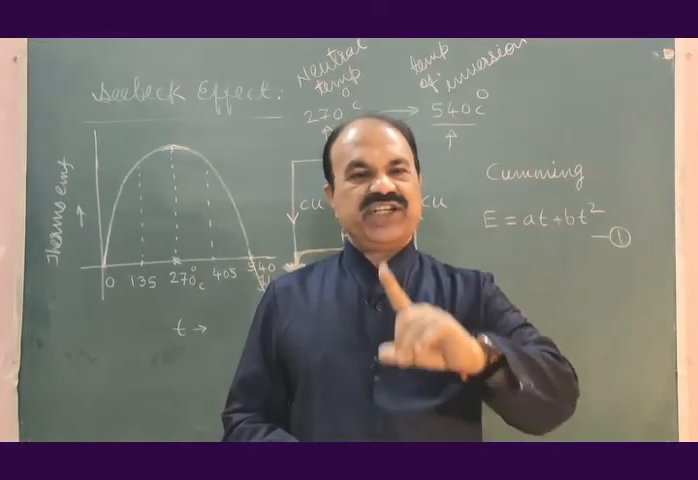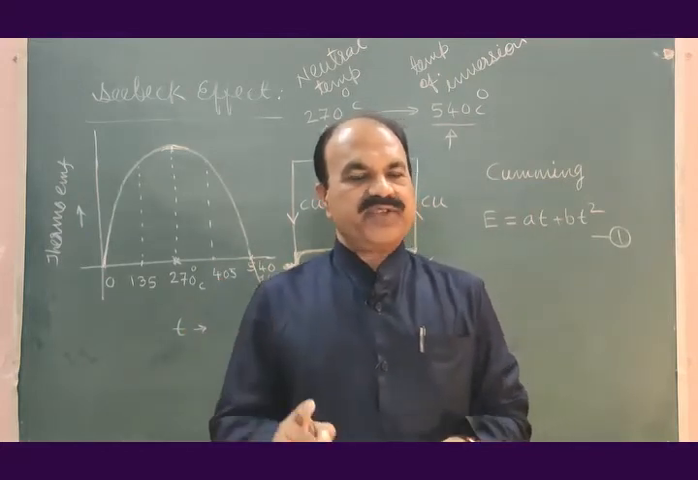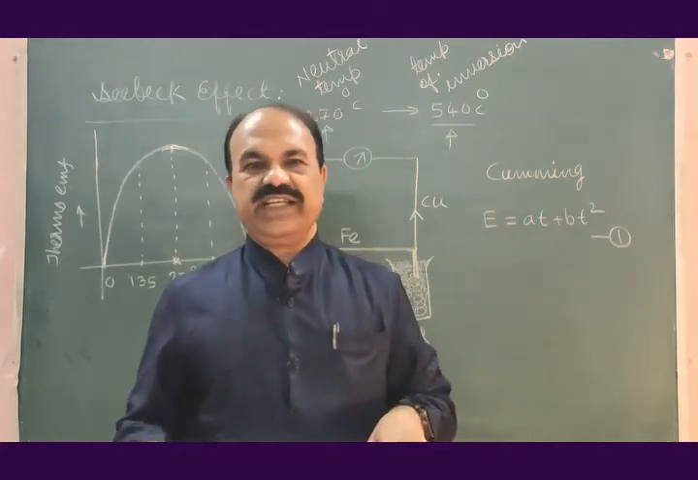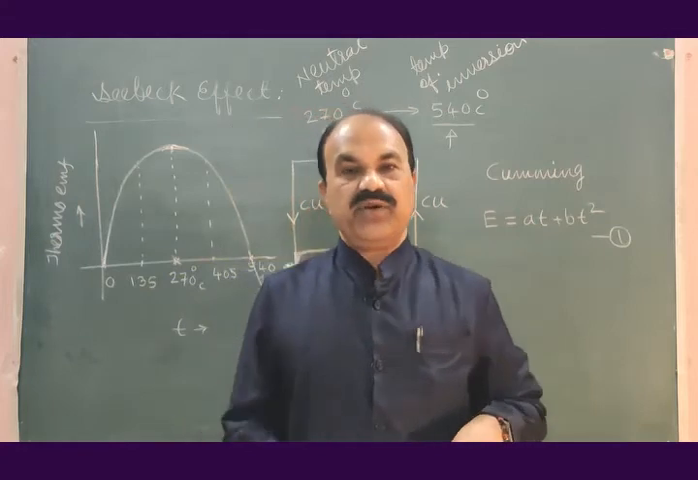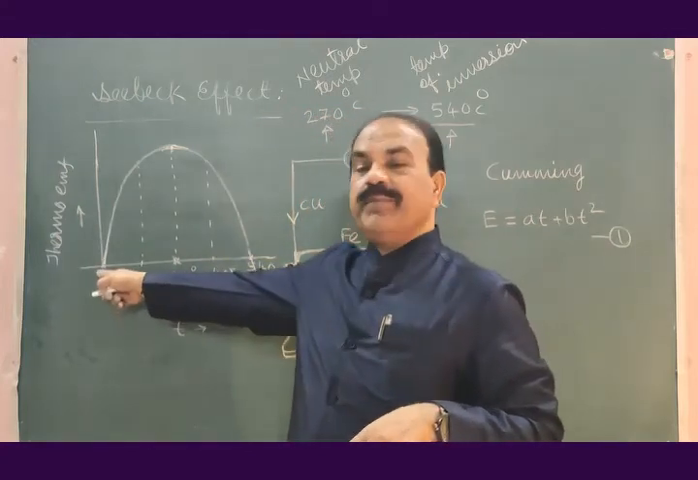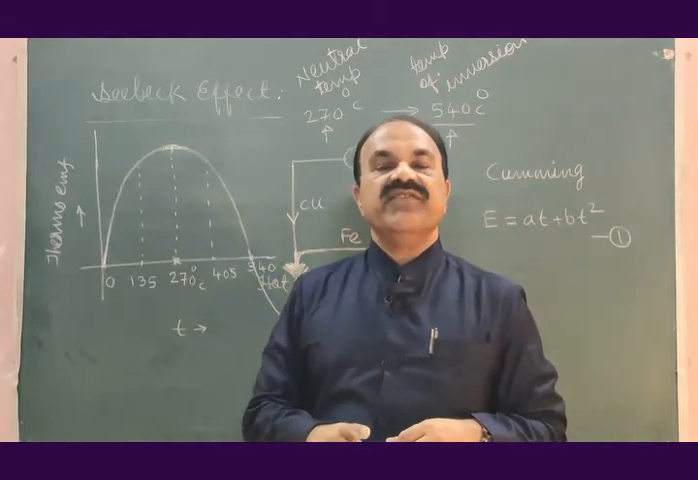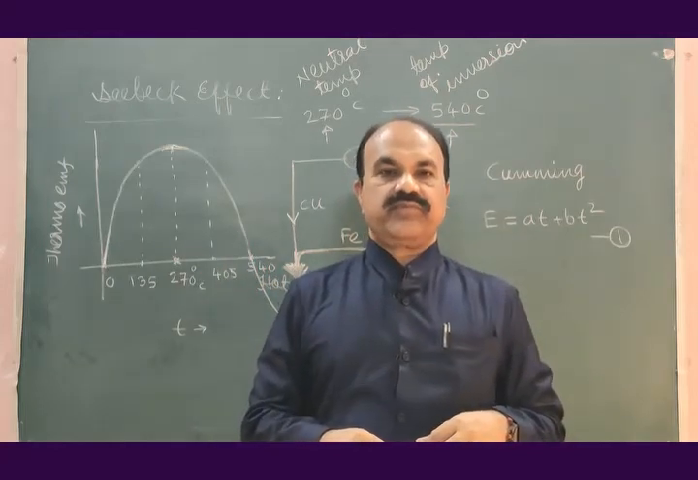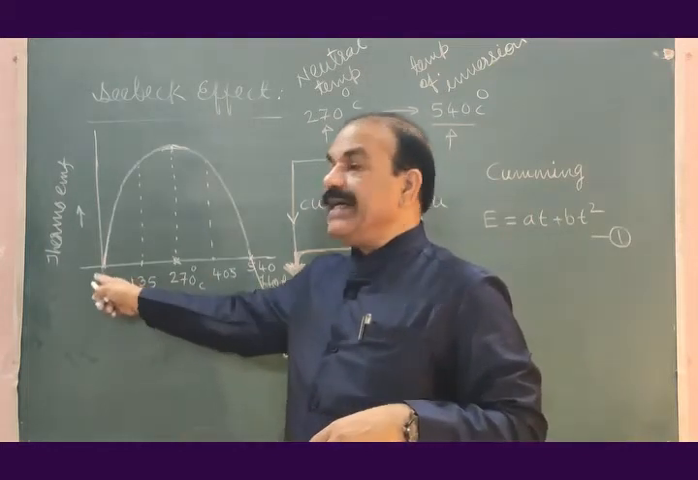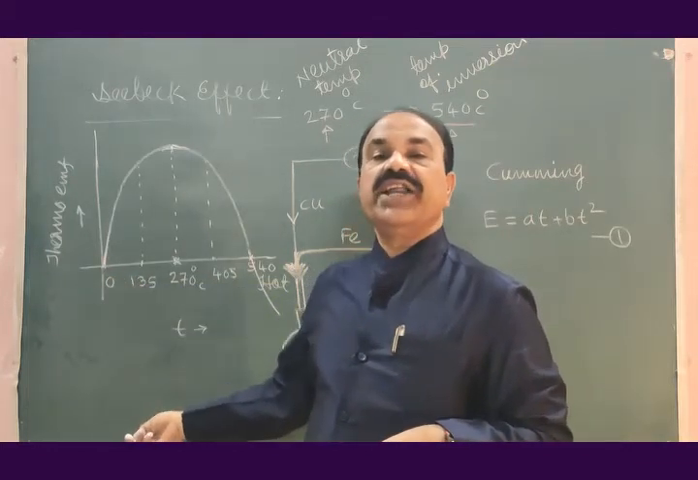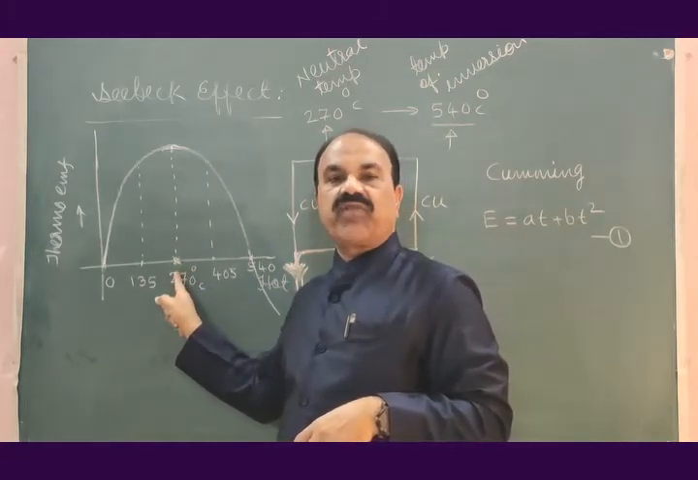Neutral temperature is always constant for the given thermocouple. The temperature of inversion is not constant, it may change. Why is it changing? Because if you change the temperature of the cold junction, the temperature of inversion may vary. The temperature of inversion and the temperature of the cold junction are equidistant from the neutral temperature.